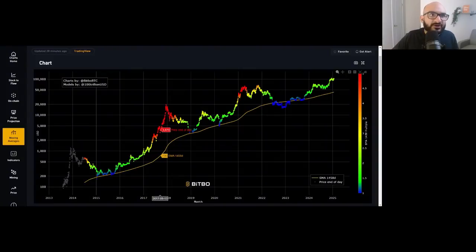So what you're seeing here is higher highs and higher lows. So higher high from here to here to here. Then we have higher lows from the bottom here in 2015 to the bottom here in 2018 to 2019 to the bottom here in 2020 to now the bottom here in 2022 to 2023.